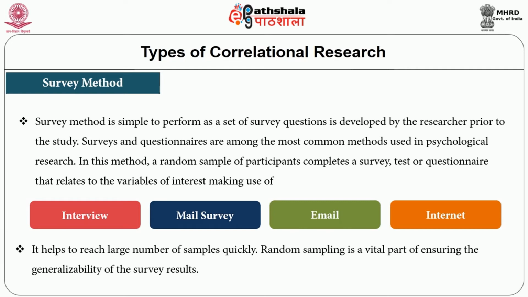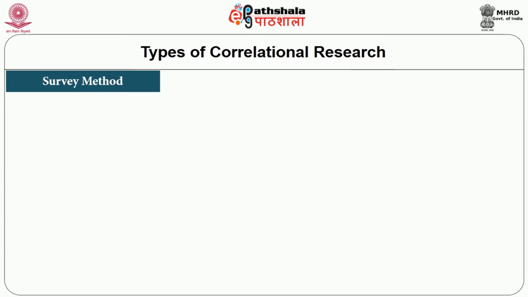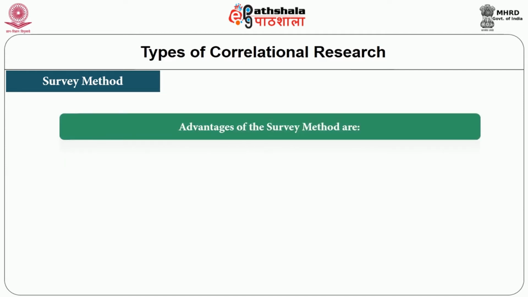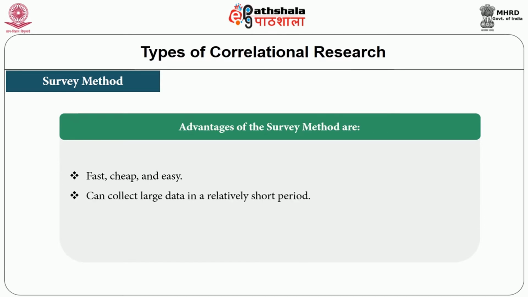It helps to reach a large number of samples quickly. Random sampling is a vital part of ensuring the generalizability of the survey results. The advantages of the survey method are that it is faster, cheaper and easier to conduct. It can collect large data in a relatively short period and it is more flexible than any other method.